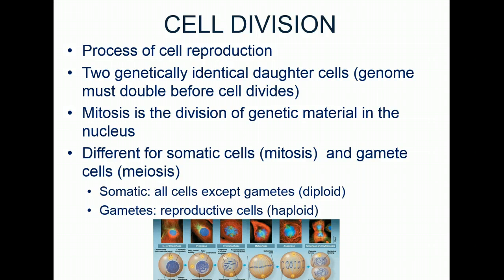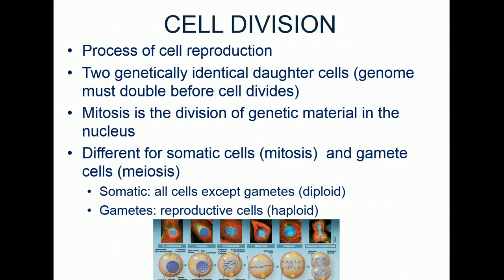Now, we're going to look in these two chapters at two different types of cell division. Mitosis is the type of nuclear division that we see in somatic cells, and meiosis is the type of nuclear division that we see in gamete cells. And these processes are going to be similar but also very different. So somatic cells are going to be all the cells in your body except for your gamete cells. Gamete cells specifically are your reproductive cells. So typically we think of, in humans, your egg and sperm cells.